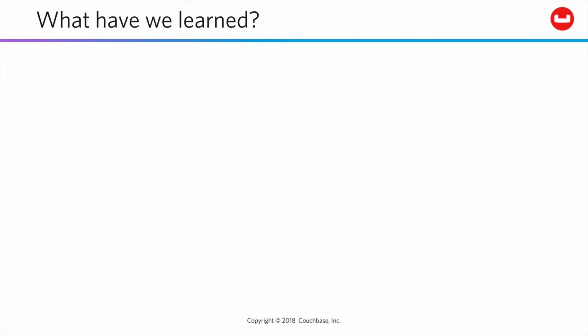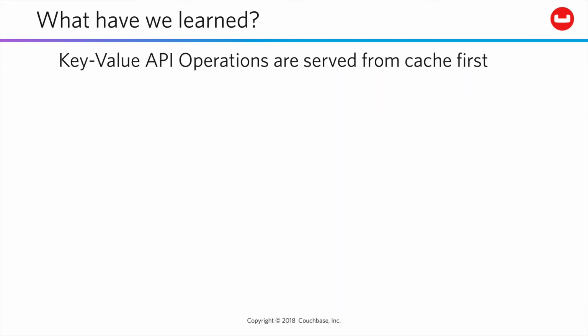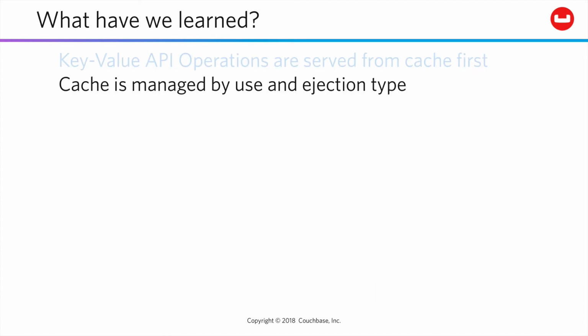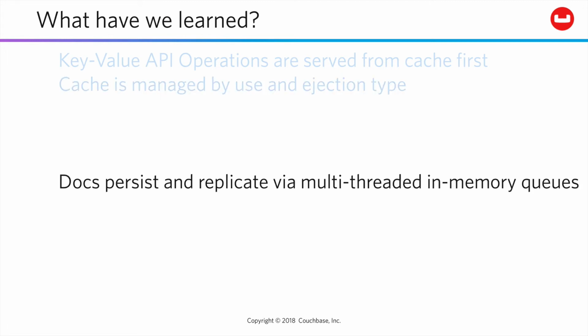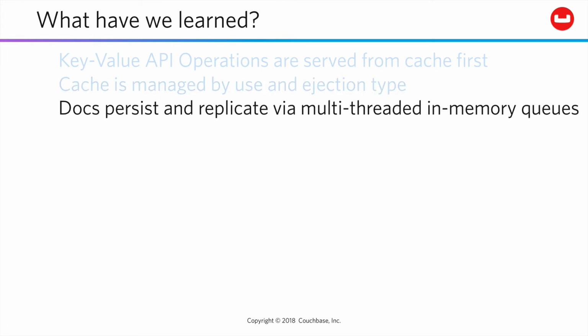So what have we learned? Now, Couchbase is blisteringly fast because key value operations are served directly from cache, which is managed by use and ejection type. Documents are persisted and replicated via multi-threaded memory-to-memory queues running the durable DCP protocol.